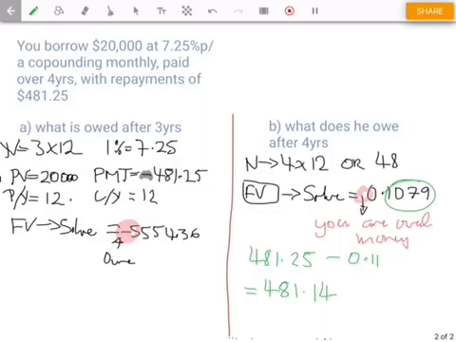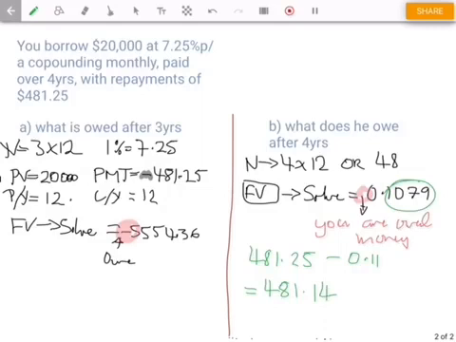Okay, so that's how we use the financial solver to analyse our loan, so what we borrow, and we can change all those parameters depending on what the question is. Okay, good luck with that.